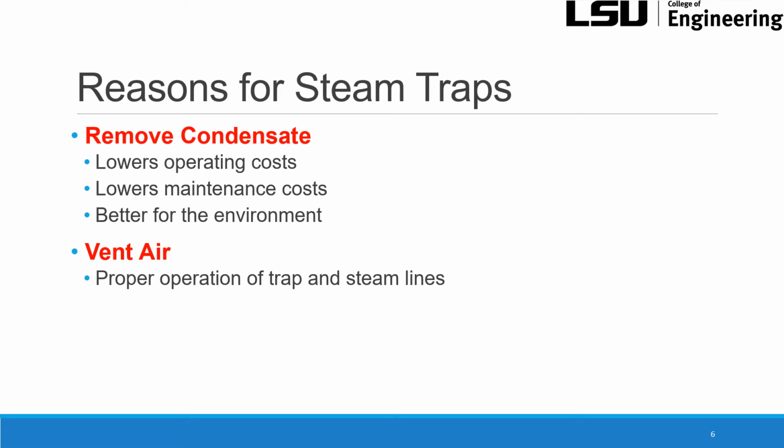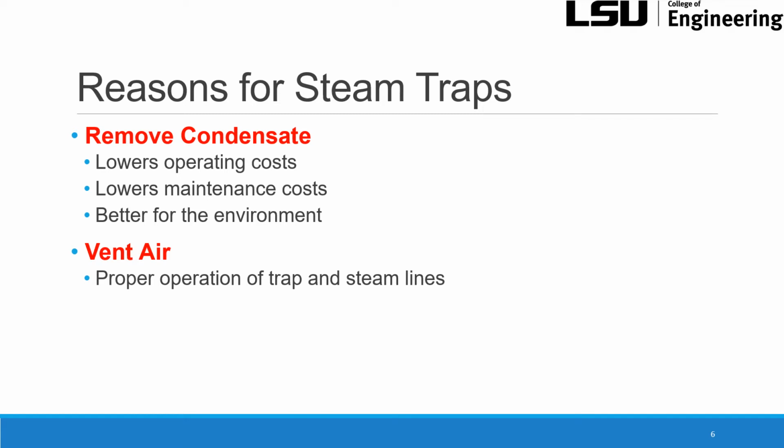So as I've alluded to, there are two main reasons for steam traps. The first one is to remove liquid condensate. So this lowers the operating costs because the steam can then be reused and heat up other process fluids. It also lowers the maintenance costs though, because removing the liquid from the steam lines causes less damage to pieces of equipment such as compressors and turbines.